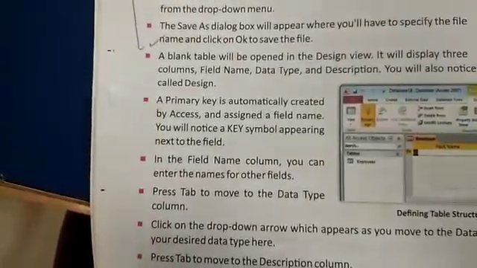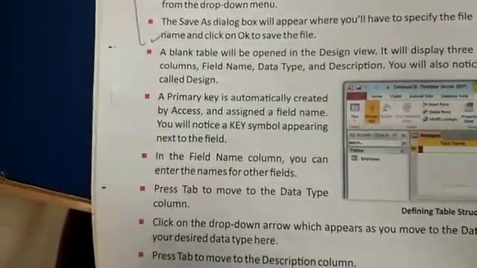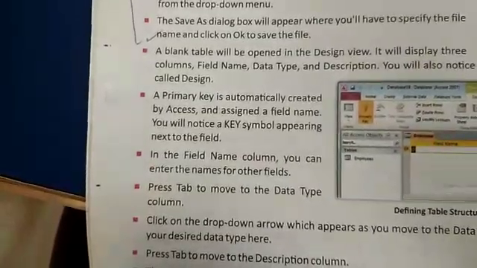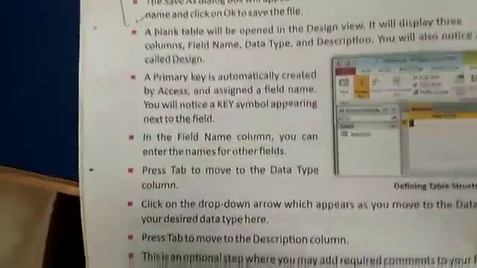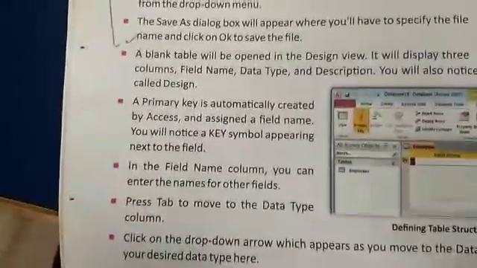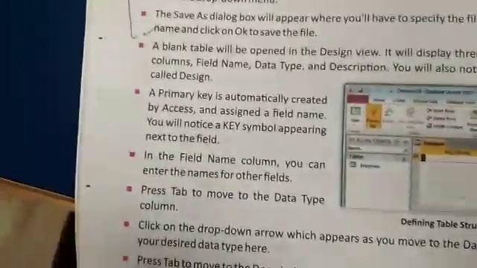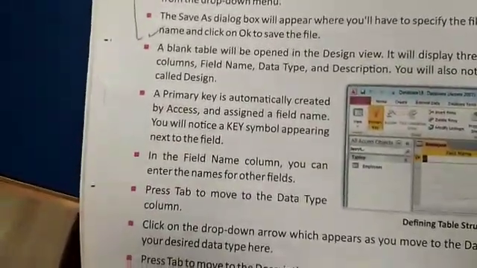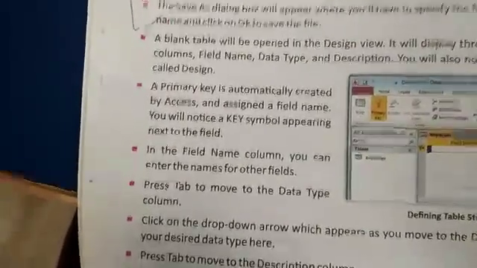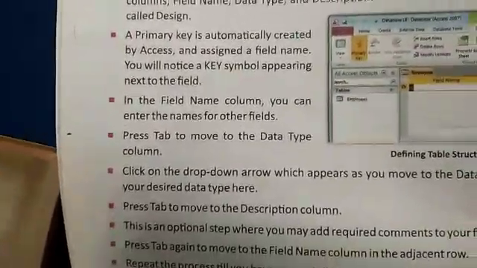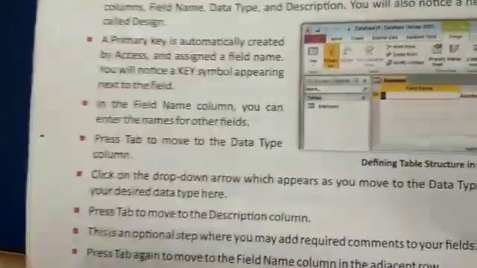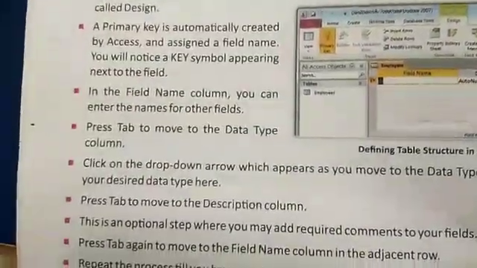A primary key is automatically created by Access and assigned a field name. You will notice a key symbol appearing next to the field. In the field name column, you can enter the name of other fields.